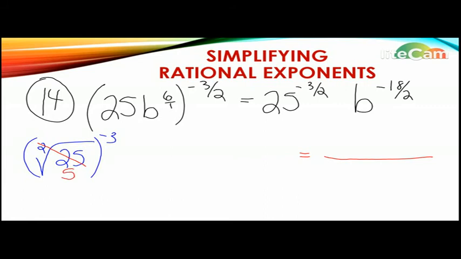So the square root of 25 is 5. I'm going to flip it on the bottom, so I've got 5 cubed on the bottom. Remember that when you have a negative exponent, the negative is going to go away, but the 3 still needs to be there, because the 5 and the 3 both flip to the other side of the fraction. All right.